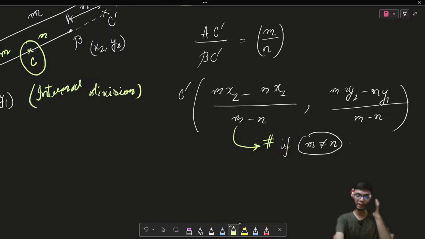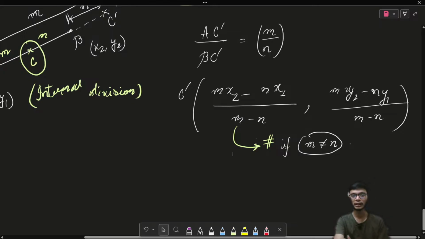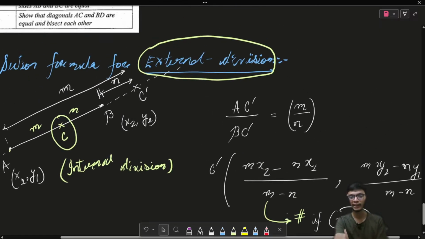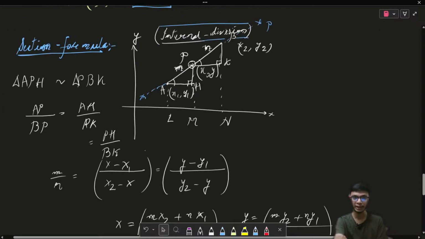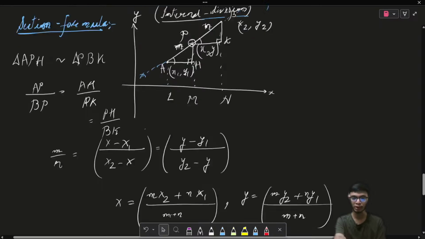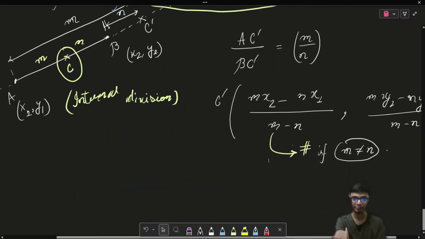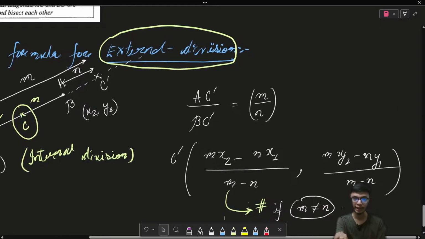Again, this formula or the coordinates can be derived, like previously, using the concept of similarity of triangles. We can use the similarity of triangles concept to arrive at this result. Please take note of this.